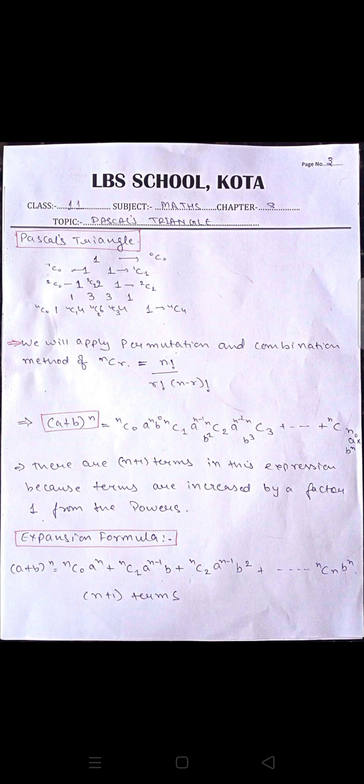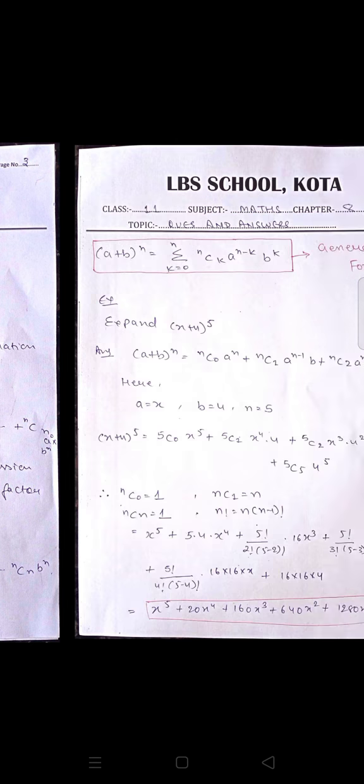So the final expansion formula will be (a + b)^n equals nC0 a to the power n plus nC1 a to the power n minus 1 into b plus nC2 a to the power n minus 2 into b squared plus, up to nCn b to the power n and a to the power 0. So the number of terms is 1 greater than the power up to which the base quantities are raised. If the power is 1, then there are 2 terms in the expression. If the power is 2, then there will be 3 terms in the expression and so on.